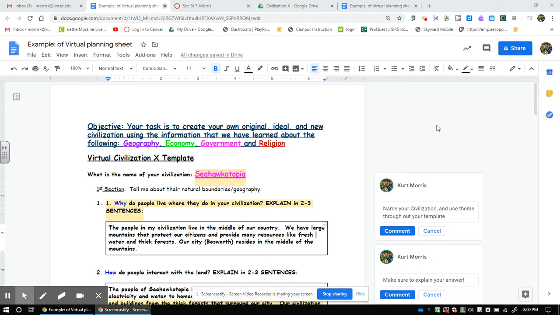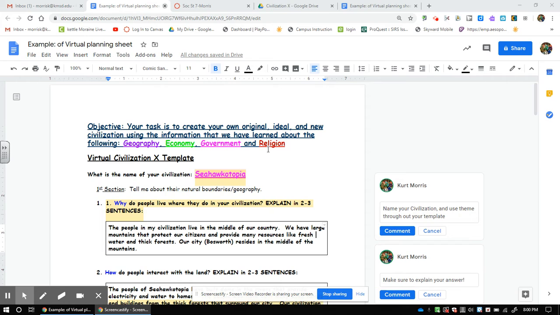Hi guys. So here we are talking about Civ X and what we're going to do. We're going to put all the things that we've been talking about all together. We're going to take geography, economy, government, and religion, all the things we've been discussing, and we're going to turn it over to you guys and let you guys create and make a really cool civilization.